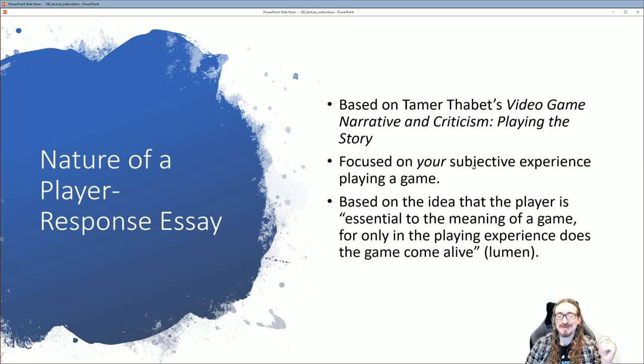We'll get into more about what it's not in a second, but it's based on the idea that the player, you, are essential to the meaning of a game, for only in the playing experience does the game come alive. Take a minute to think about what that means. The game, whether this be Life is Strange, Undertale, the Longest Journey, whatever, in some sense only exists as you are playing it. If it's just the disc, the cartridge, or sitting on your hard drive somewhere, that doesn't really mean anything. It's only when you load it up and start playing it that the game comes alive and starts to have a meaning. That's pretty cool to think about.